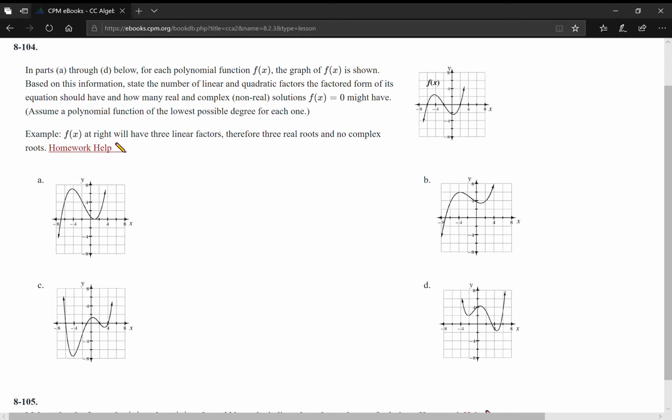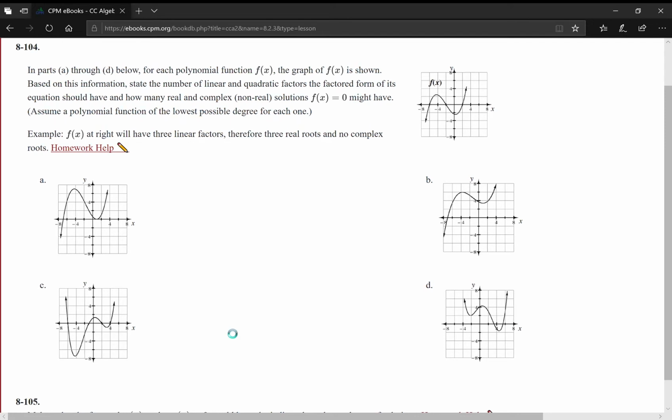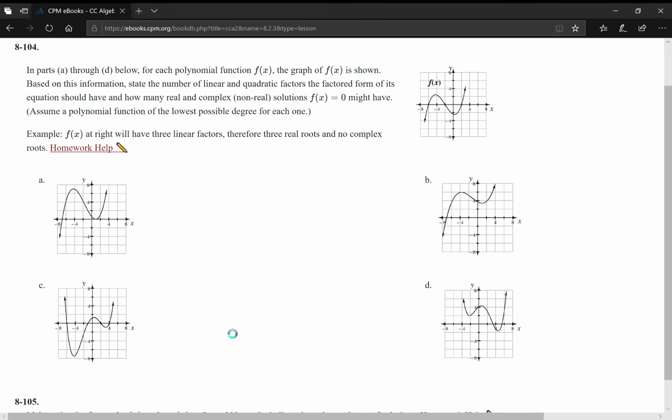And then how many real or complex solutions it might have. And there's an example at right here for this one over here. f of x has 3 linear factors, therefore 3 real roots and no complex.